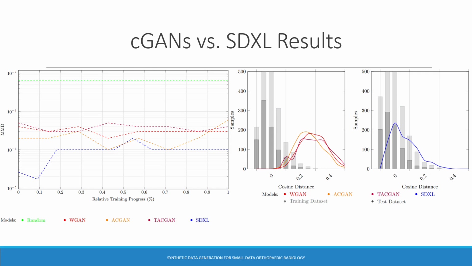The left figure shows how the CGANs were outperformed by SDXL in terms of distributional similarity. It is important to note the worsened TACGAN results in comparison to the ACGAN. The right figure represents how close the synthetic datasets were to the real training data. Unlike the CGANs, SDXL samples congregated much closer to the training data, suggesting memorization.